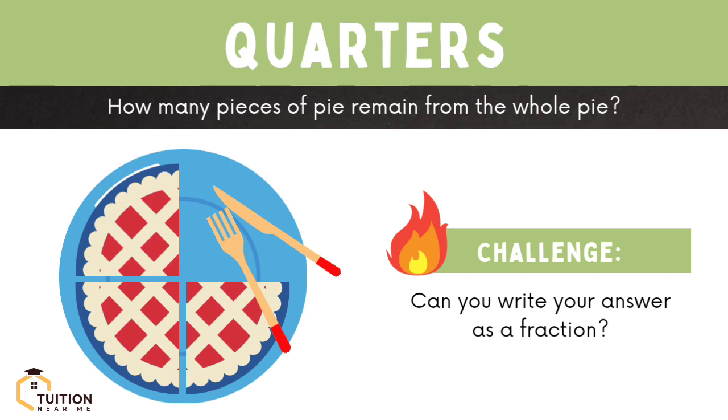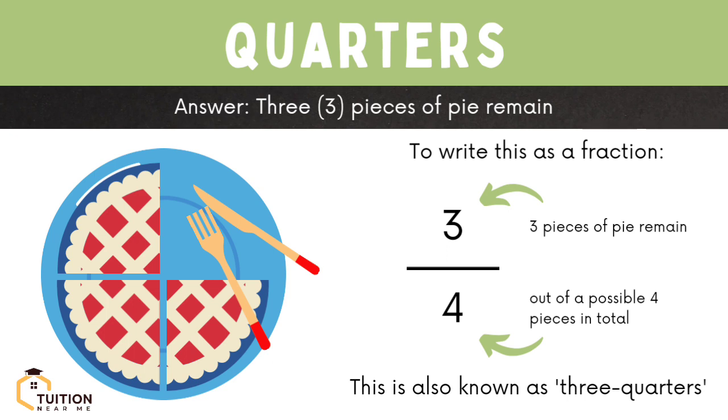Okay, after Sarah ate one piece of the pie, how many pieces of pie remain from the whole pie? Can you try to write your answer as a fraction? The answer is 3 pieces of the pie remain. To write this as fraction, you will write 3 over 4.